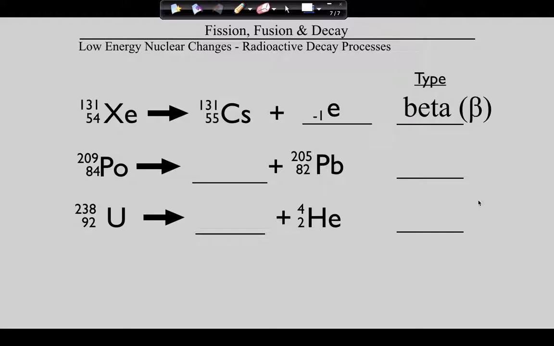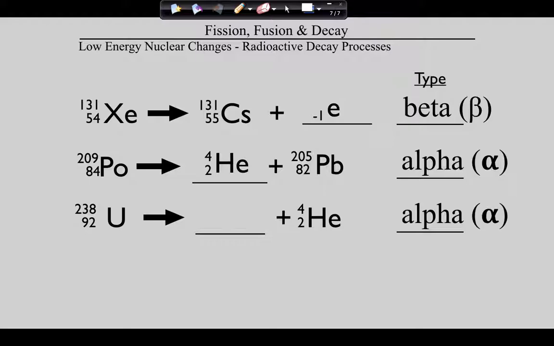Now watch this one. Bottom number goes down by 2, top number goes down by 4. Alpha or beta? Alpha. And so we represent an alpha particle. Now what about this? What kind of particle is that? Alpha. Now we've got to figure out the product.